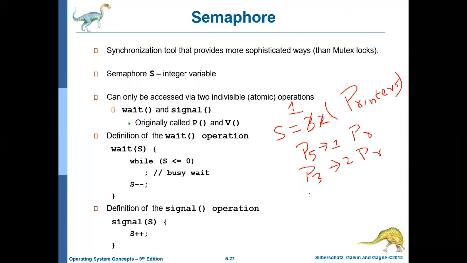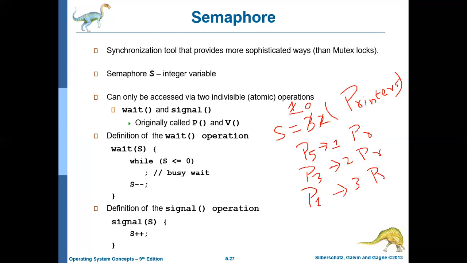Now another process P1 comes, and it also checks whether the printer is available or not. So it calls wait of S, and while S is less than or equal to 0, S is not less than or equal to 0. So it means there is a printer available. So it takes that particular printer, and it makes S to 0. It decrements S. So the third printer was given to P1.